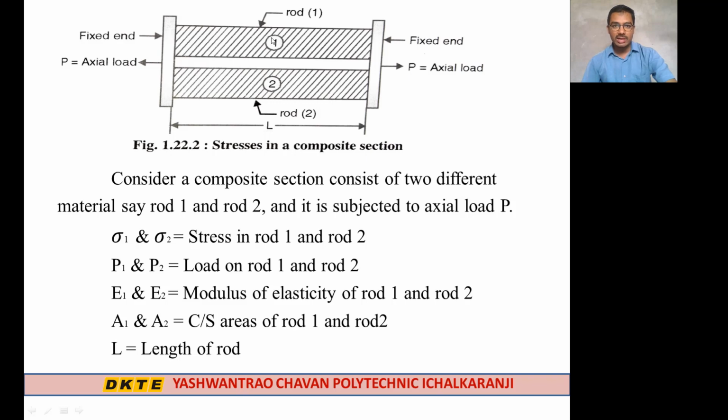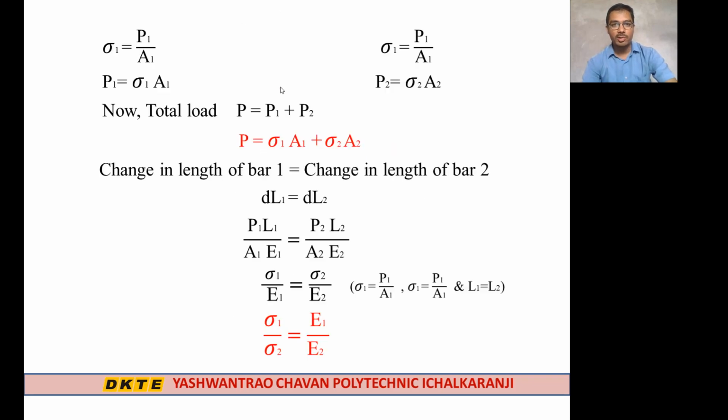And there are two different materials, therefore Young's modulus is also different. E1 and E2 are the modulus of elasticity of rod 1 and 2. Also the areas are different. A1 and A2 are the cross-sectional areas of rod 1 and 2, and L is the length of the rod. So we have to calculate stresses in each rod. The formula of stress is load upon area. For bar 1 it is denoted as sigma 1. Sigma 1 is equal to P1 upon A1, load acting on bar 1 and cross-sectional area of rod 1.